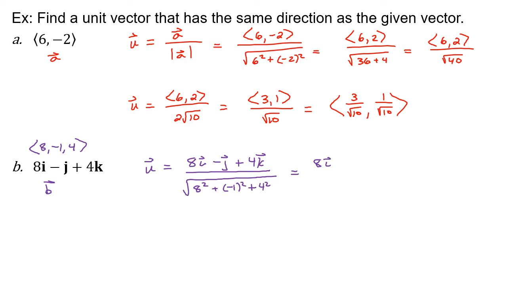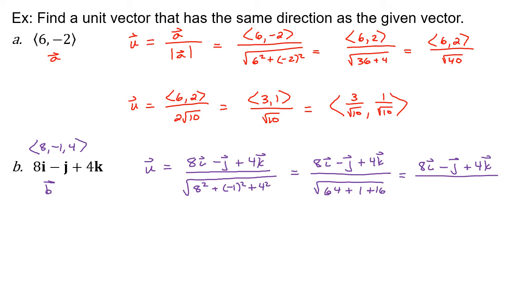So I have the 8i minus j plus 4k divided by 8 squared, which is 64, plus 1 plus 16. Ooh, this will come out kind of nice. 64 and 16 is 80, plus 1 makes 81. And I can do the square root of 81. That's just 9. And so I could say this is 8i minus j plus 4k divided by 9.